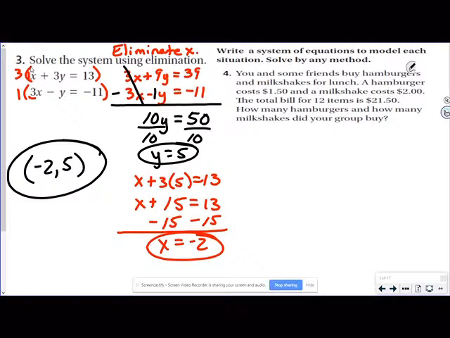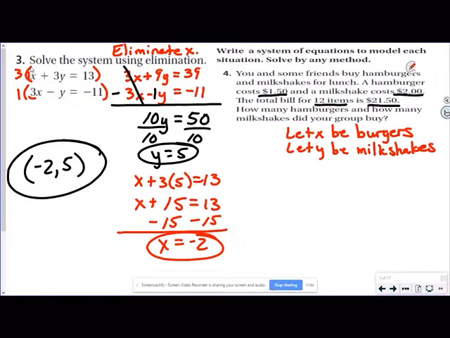Number 4, write a system of equations to model the situation solved by any method. You and some friends buy hamburgers. A hamburger costs $1.50 and a milkshake costs $2. The total bill for 12 items is $21.50. So the first thing I'm going to do is let x be the burgers. And again, the reason I use x and y is because it's what I grew up with. No one is holding you to using x and y every time unless the problem specifically tells you what variables to use. I'm going to let y be the milkshakes.